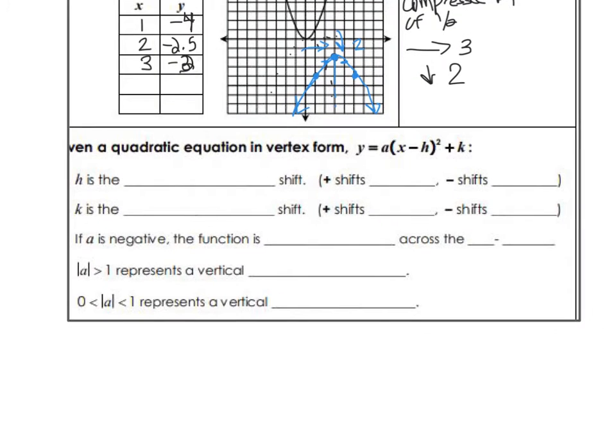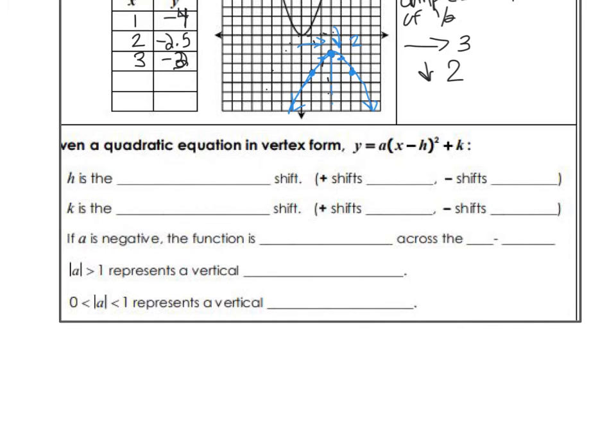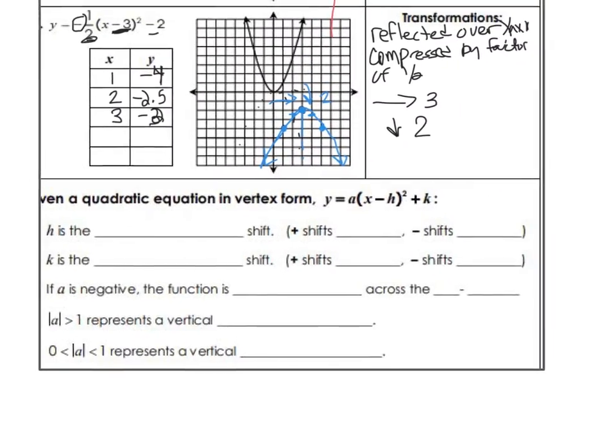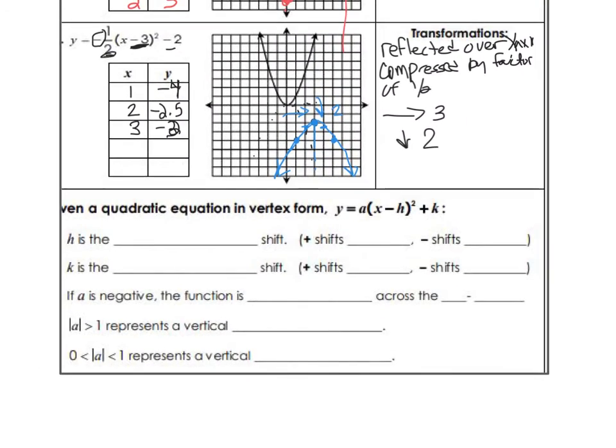Alright, so to reinforce what we know about transformations, did I get my letters mixed up? Yeah, I get my H and my K mixed up all the time. Follow the alphabet. H comes before K. Okay, so you might want to go back on that other page. This is H, and that's K. It still does the same thing. I just got my letters mixed up.